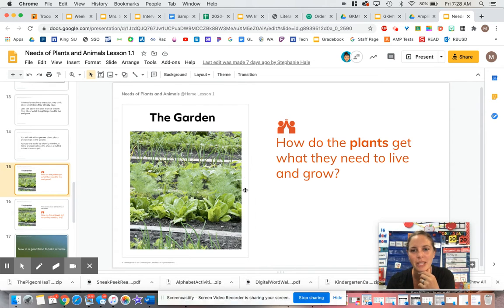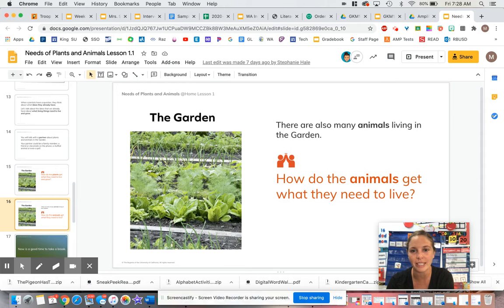All righty. So, how do you think the plants here get what they need to live and grow? So, this is the new garden that was made in Mariposa Grove. I wonder what this garden needs. Maybe it needs water, soil, air. What are things that a garden would need? So, there are also many animals that live in the garden. So, how do the animals there get what they need?